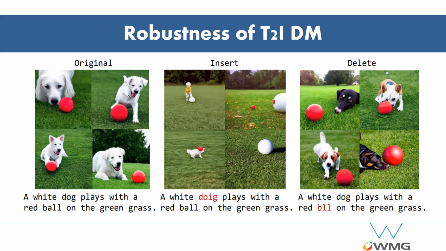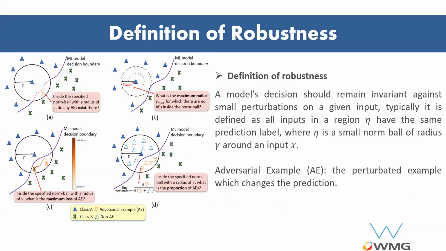If there are some small perturbations in their input text, they will generate quite different images from the original one, because those perturbations will degrade their performance. Usually, robustness refers to a model's decision remaining invariant against small perturbations on a given input. Typically, it's defined as all inputs in a small region having the same predictions. And when the perturbed example changes the model's prediction, we usually call those perturbed examples adversarial examples.